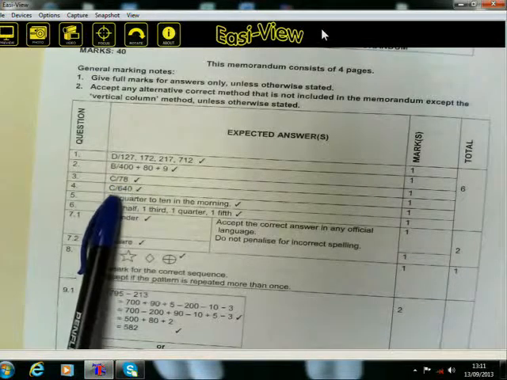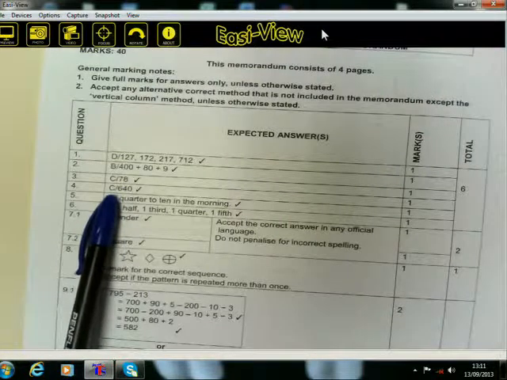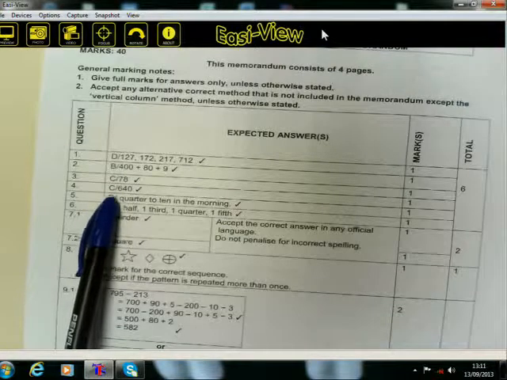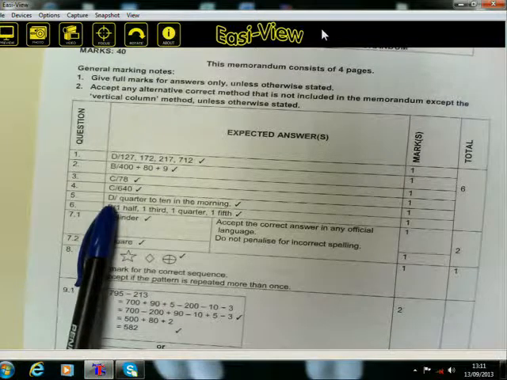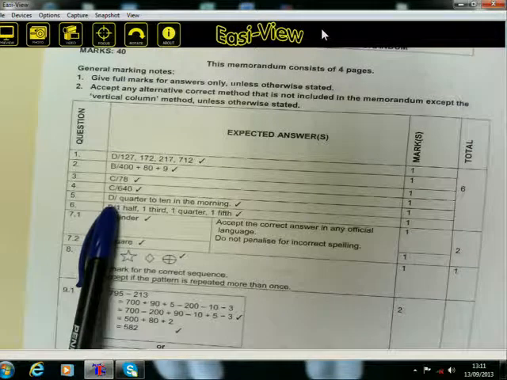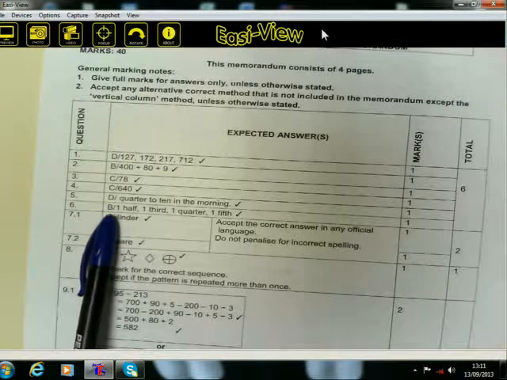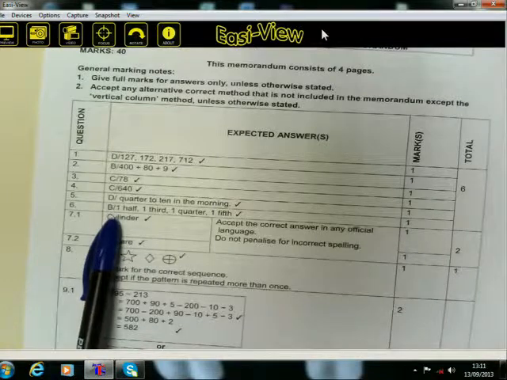Question 4 is about rounding off 642 to the nearest 10. The answer is C, 640. The 5th question, answer is D, quarter to 10 in the morning, also for 1 mark. Question 6, arrange a half, a quarter, a third, a fifth from the greatest to the smallest, and the answer there is B, which is 1 half, 1 third, 1 quarter, 1 fifth, also for 1 mark.